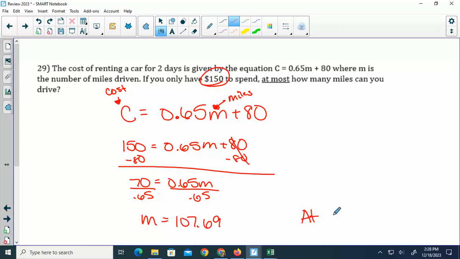So at most, how many miles? If I had to round this to the nearest mile, can I drive 108 miles? What's going to happen to my cost? It'll go over the 150. So the most number of miles I could drive would be 107 miles. Okay, in this case, we're not following the traditional rounding rules. We're looking at the context of the problem. If you only have 150, you can't go over. So you have to stop at the 107 miles.